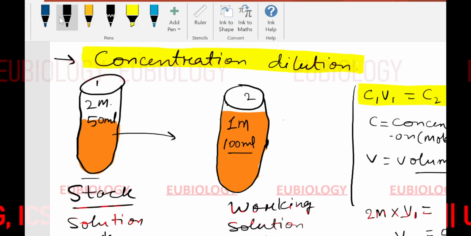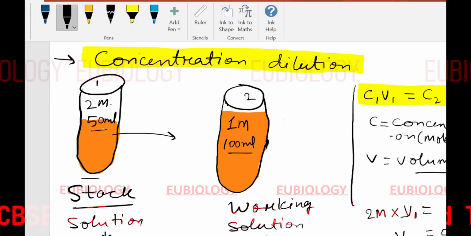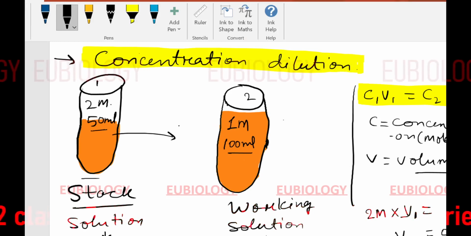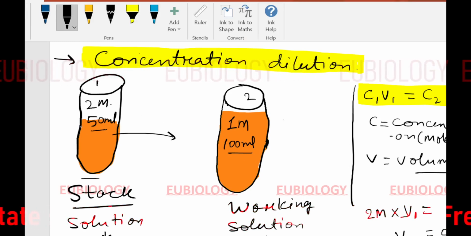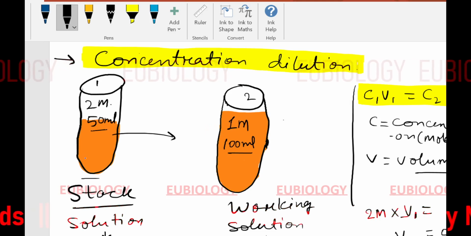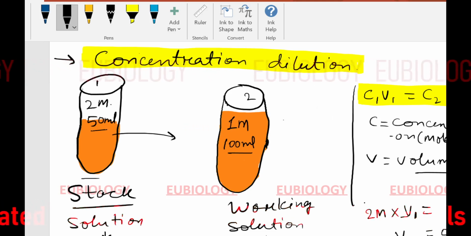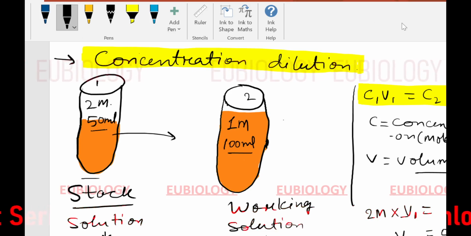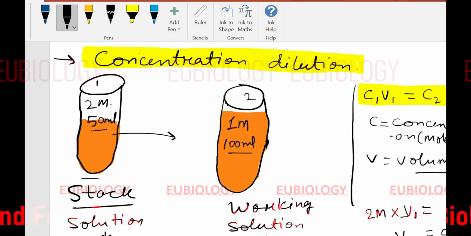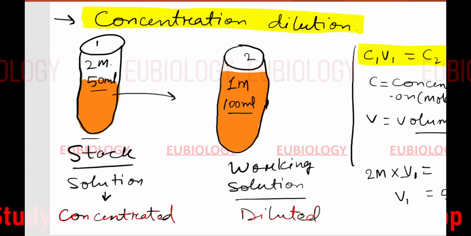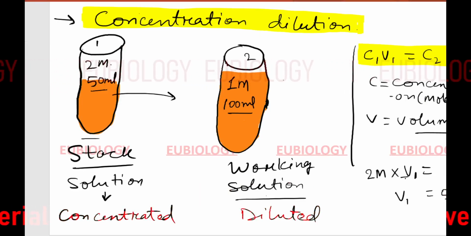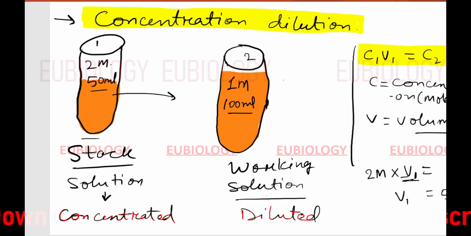So don't confuse it with the 50 ml. This is the 50 ml of the stock solution. I don't want this complete solution. We cannot take the complete solution of 50 ml. We need just some part of the solution. So how much part I need, that is given as V1.